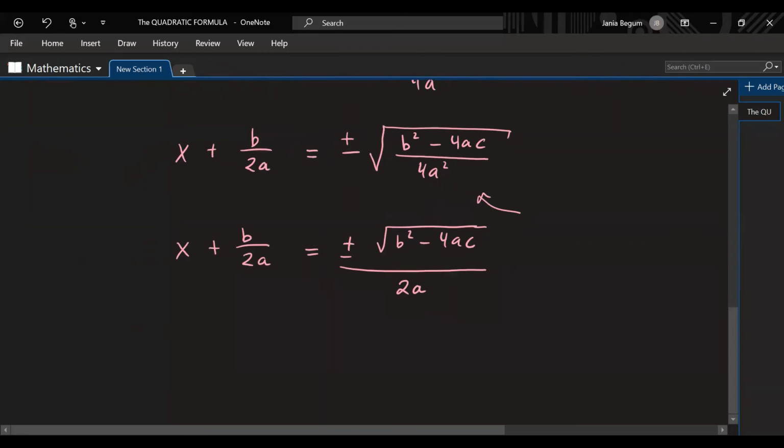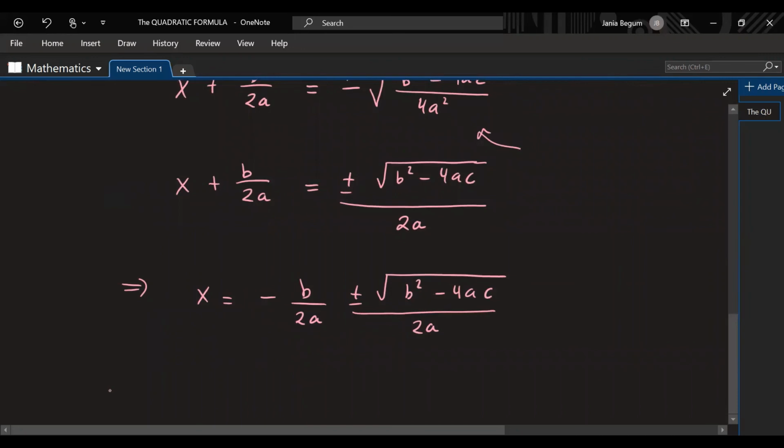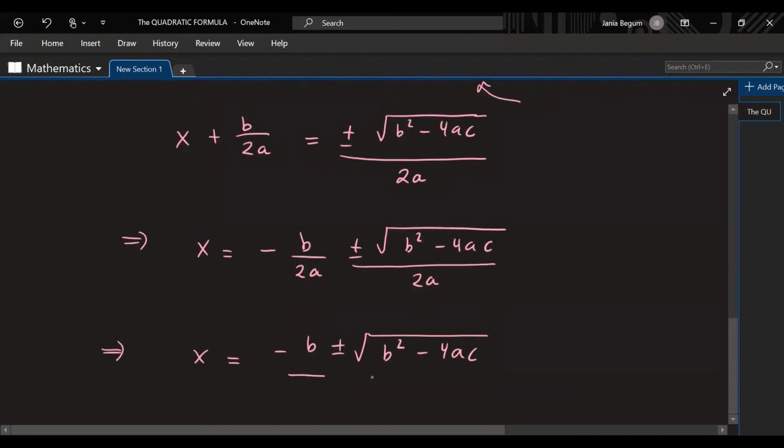Now let's subtract b over 2a. That gives us x is equal to negative b over 2a plus or minus the square root of b squared minus 4ac over 2a. Now that both terms have 2a in the denominator, I can join them into a single fraction, and that will give us the desired formula. So we have x equals negative b plus and minus the square root of b squared minus 4ac, everything over the same denominator 2a. And that's the magical formula we're after. So hence we have completed the proof.